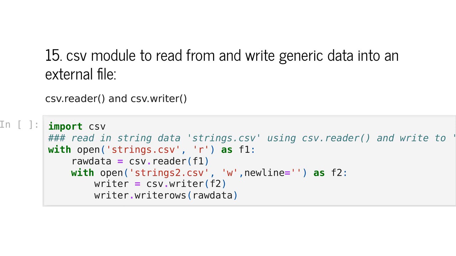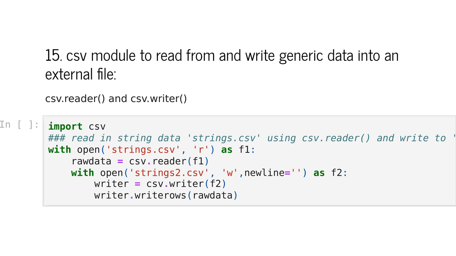Nested within this, we open another file, strings2.csv, in write mode. A csv.writer object is created for this output file. The command writer.writerows(raw_data) then takes all the rows read by csv.reader and writes them into strings2.csv, effectively copying the content while properly handling CSV formatting.